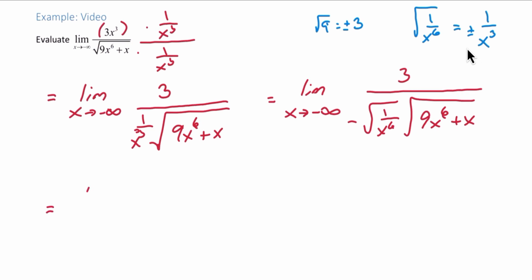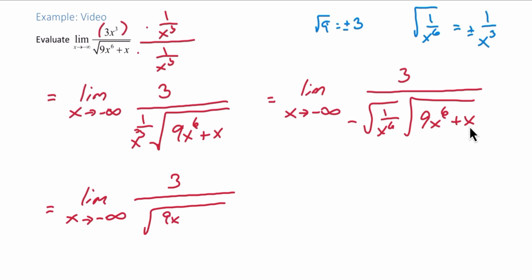Now we have the limit as x approaches negative infinity. In the numerator, we have a 3. And in the denominator, let's push this fraction inside of the other radical. So we have the square root of 9x to the 6 over x to the 6 plus x over x to the 6. And again, there's a negative out front here.